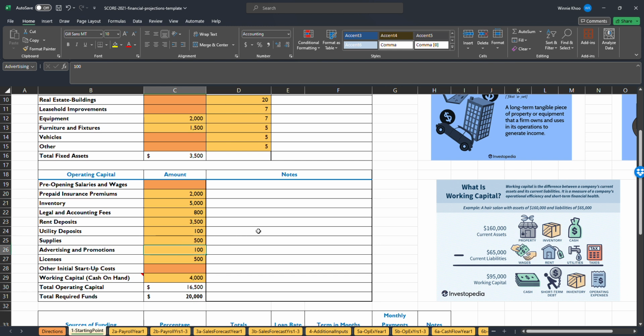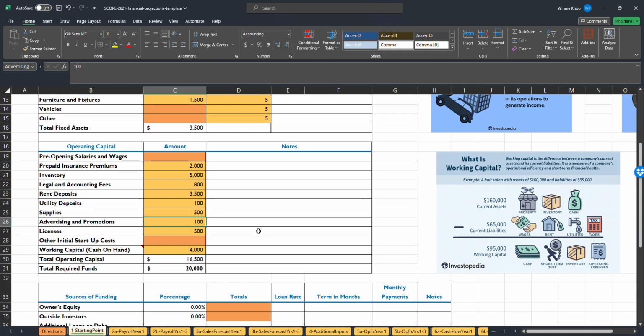If you are paying for Google AdWords, Facebook ads, any type of promotions or marketing, I would put that in this section. If you need a license to operate your business, like if you need to be a licensed and bonded contractor, or your real estate license, this I would put into the license section. Now, if there's anything else that wasn't mentioned before, you would put that here.